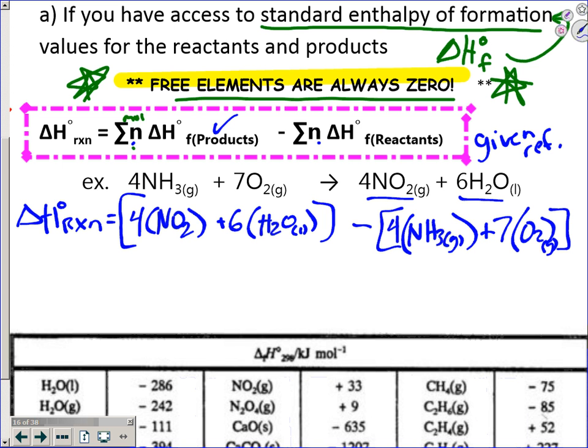So this is the delta H of formation of nitrogen dioxide gas. This is the delta H of formation of water. This is the delta H of formation of ammonia, and this is the delta H of formation of oxygen. We already know one of these. Which one is it? Oxygen is going to be what? But you have to write it. You actually get a point for writing 0. Just an easy point, right?